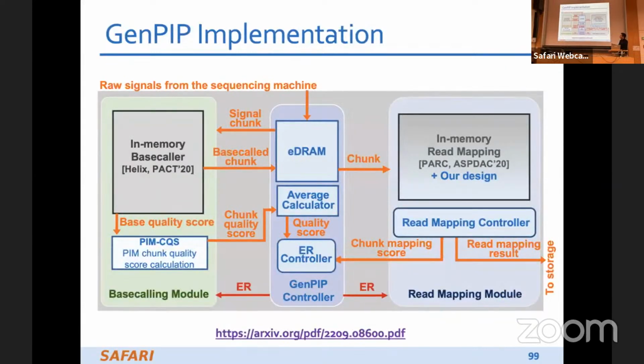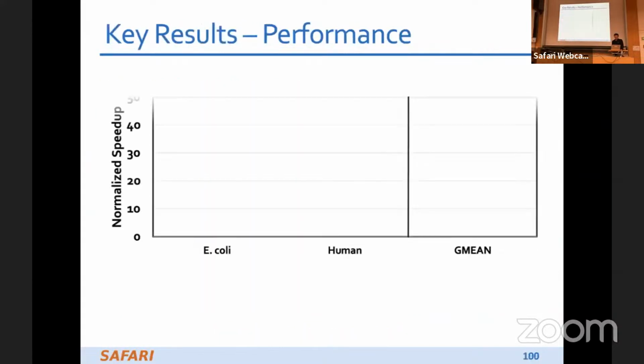So this is how GenPIP looks on hardware. We use prior PIM accelerators for base calling and read mapping. This particular work is an in-memory base caller, and this is an in-memory read mapper. But what we also integrate is a mechanism that enables these two accelerators to communicate with each other and also to stop the process whenever this is needed. So there is data flow control and decision making going on in between.